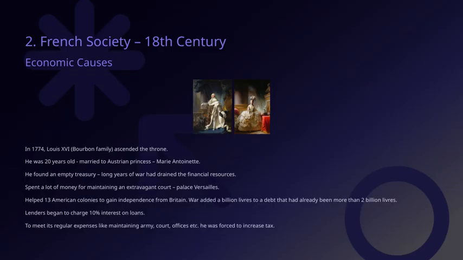Additionally, France had helped the American colonies fight for independence from Britain, and that war added 1 billion livres to an already substantial debt, over 2 billion livres. Lenders, worried about the growing debt, started charging high interest rates, around 10% on loans. To cover regular expenses like the army, court, and government offices, Louis XVI was forced to increase taxes. All of these economic issues created a financial crisis that contributed to the unrest in French society, setting the stage for the broader themes of inequality and discontent that we'll explore further.